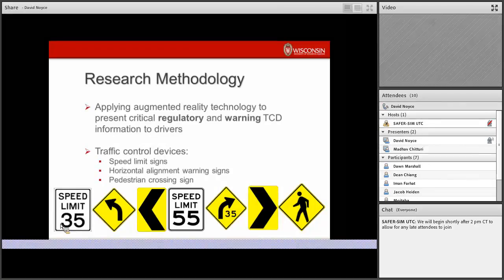So what we wanted to do is, using our driving simulator-based environment, look at how we might be able to apply augmented reality to explore regulatory and warning traffic control devices and see how drivers would react to these types of situations.